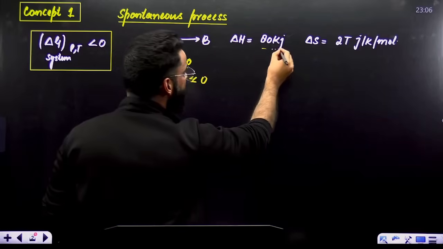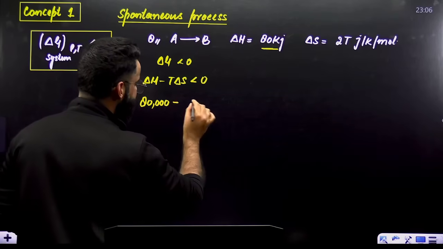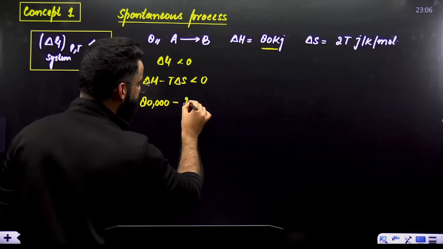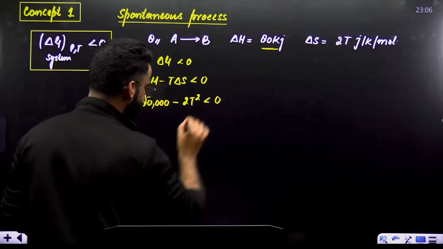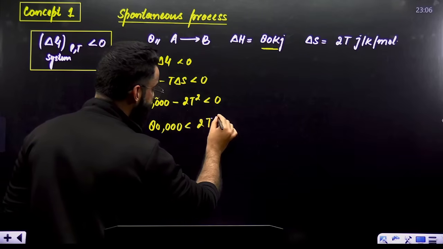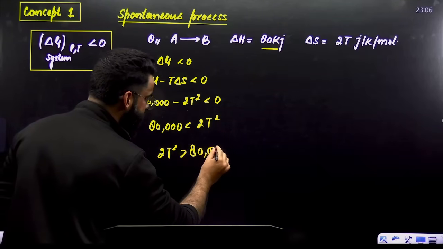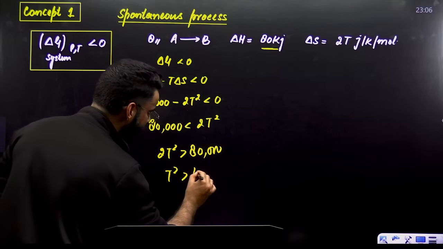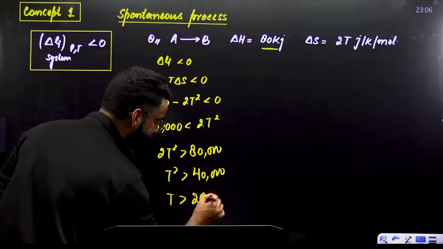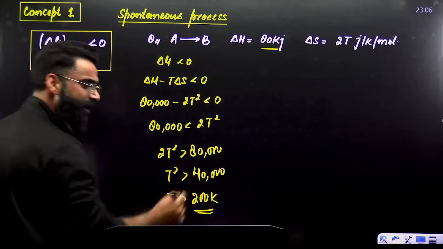Delta H value is given to me as 80 kilojoules, which means 80,000 joules, minus delta S, which is given to me as 2 times T. 2 times T into T becomes 2T square. It should be negative. Or I can say 80,000 should be less than 2T square. Or I can say 2T square should be greater than 80,000. Or I can say T square should be greater than 40,000, which tells us that temperature has to be greater than 200 Kelvin. Basically, if you take a root on both the sides, you'll get 200 Kelvin.